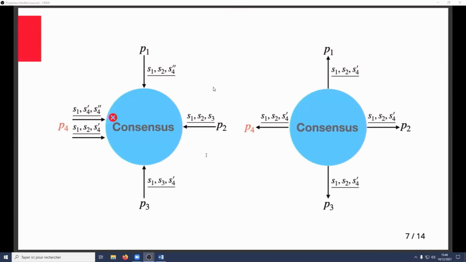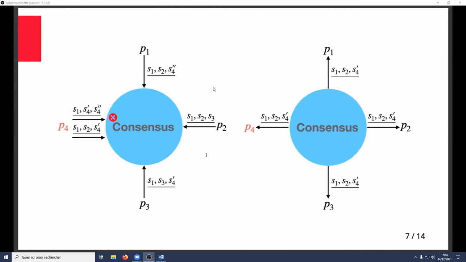And here, in consensus, we assume a different kind of validity, which is known as external validity. So we require that the decided values must have at least n-f signatures. So in this case, we need values which contain 3 signatures. So for example, the value proposed by the Byzantine P4, like S1, S4 prime, and S4 double prime, only has 2 signatures. So it will never be decided, because of the external validity.